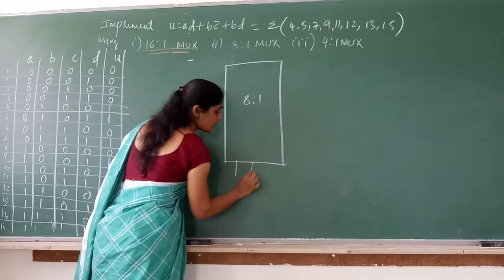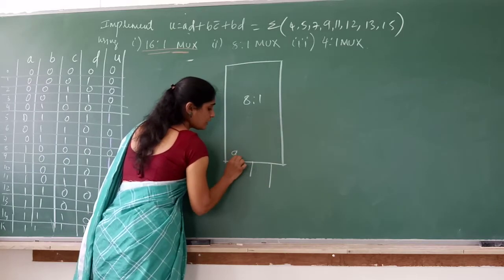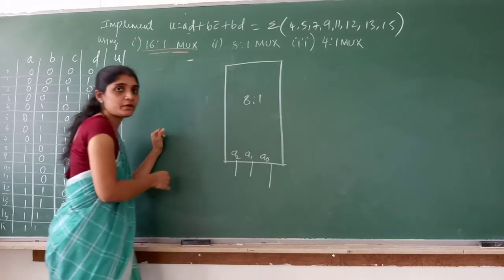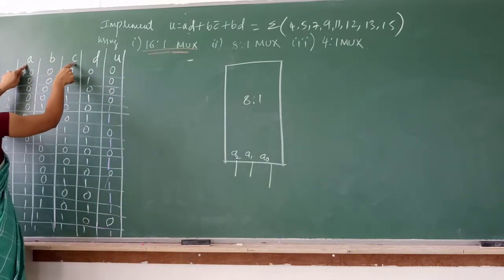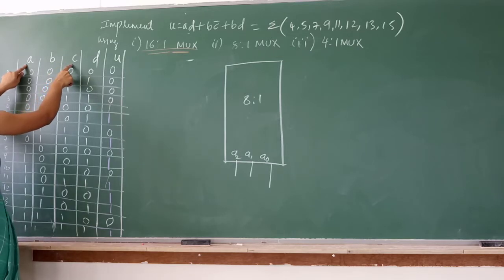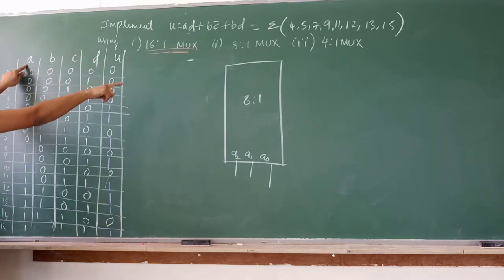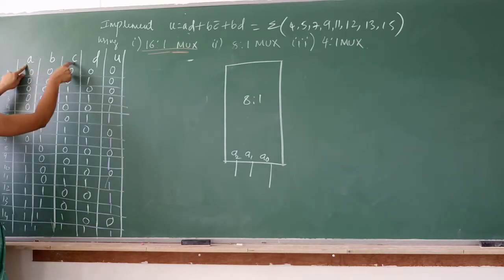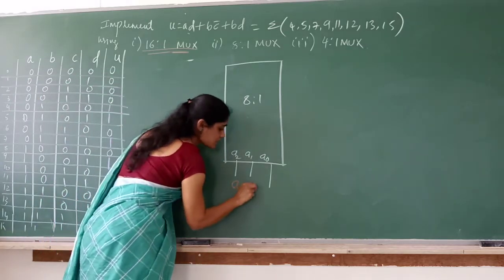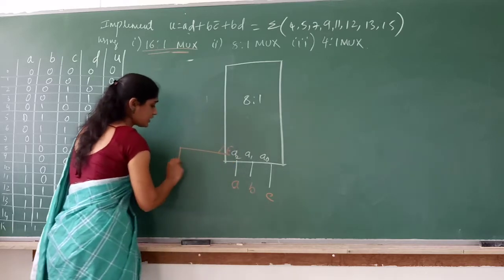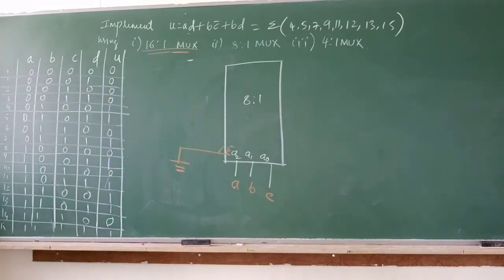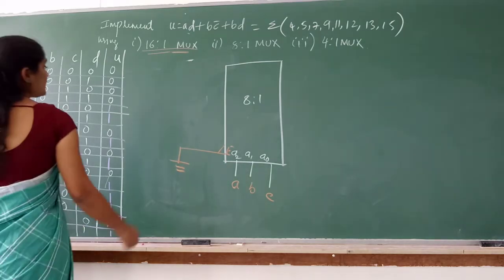8:1 mux, how many select inputs will be there? 3, A2, A1, A0. But here we have 4 variables, A, B, C, D. Out of these 4, which 3 variables you are taking as select inputs? In the question, they have not mentioned anything. So it is better you take the first 3 variables as select inputs, A, B, C. We have one enable input, active low, that you have to connect to ground.